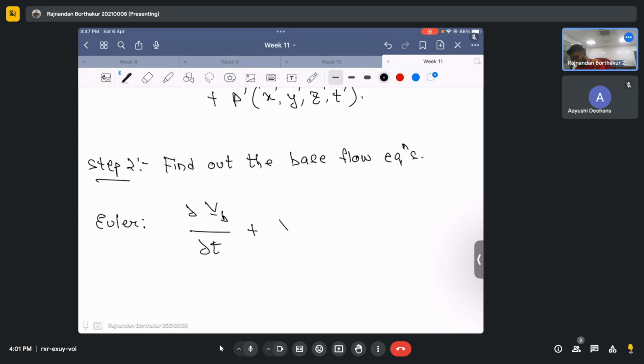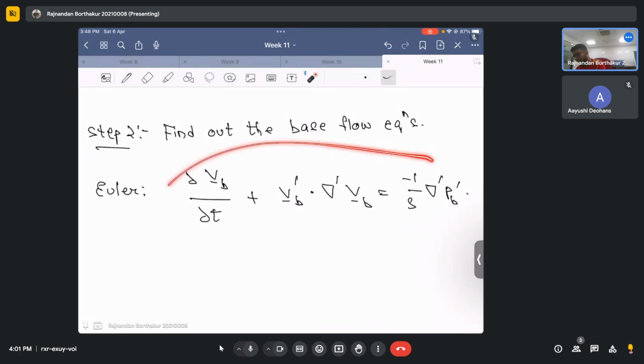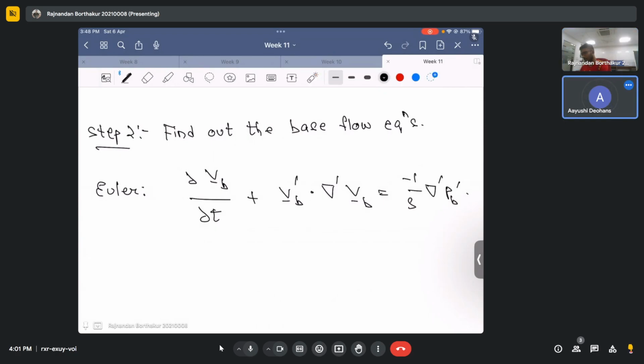Okay. So I'll just first write down Euler's equation. All right. So now, can you tell me, is this the entire equation that the base flow satisfies, or are there certain simplifications here? Time derivative is 0. Yeah. This is 0. Is that all? And how about this term?